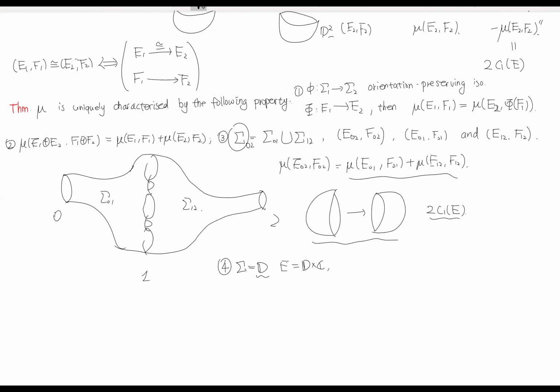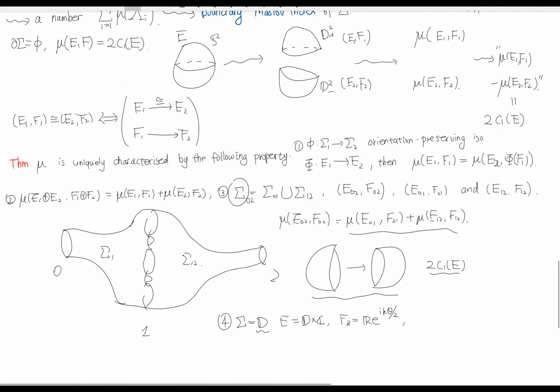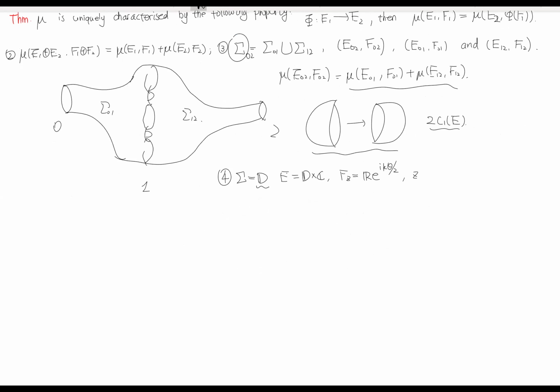Then we will have the total real subbundle given by R times the exponential of ik theta quotient by 2. Then we will obtain that, where z is equal to e to the i theta in the boundary, the Maslov index of this bundle pair (E, F) is equal to k.